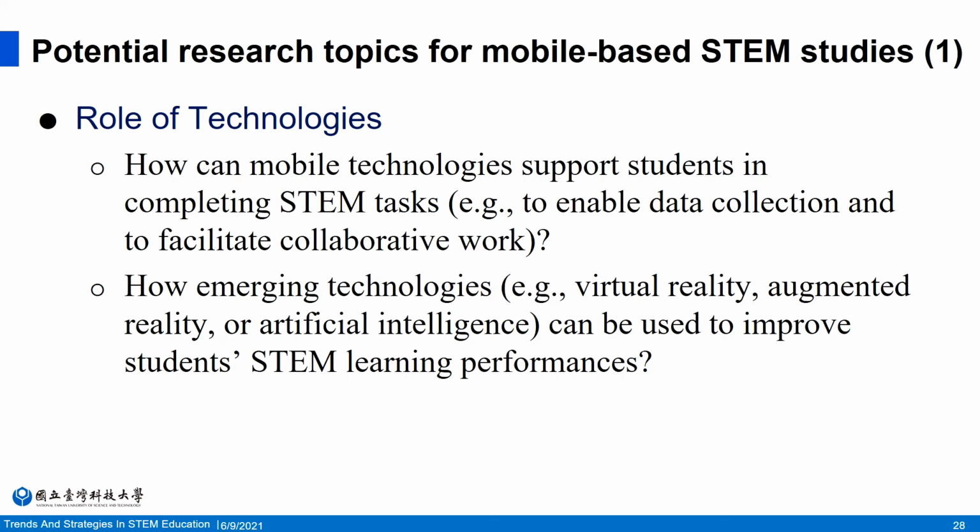There are several potential research topics for mobile-based STEM study. From the perspective of the role of technology, the researcher can consider how mobile technology can support students in completing STEM tasks, for example, to enable data collection and to facilitate collaborative work. Researchers can also consider how emerging technology such as VR, AR, or AI can be used to improve students' STEM learning performances.